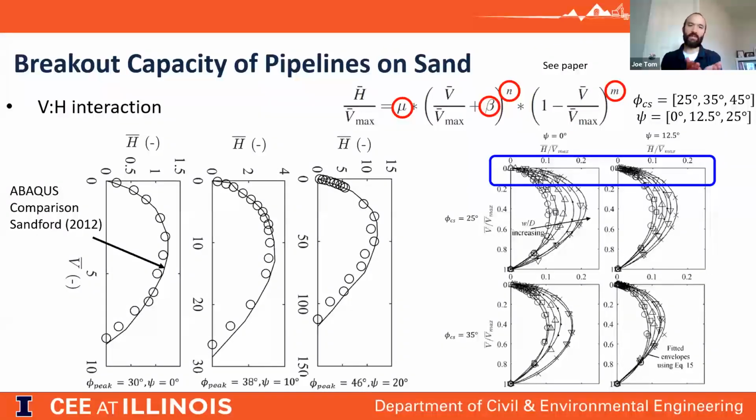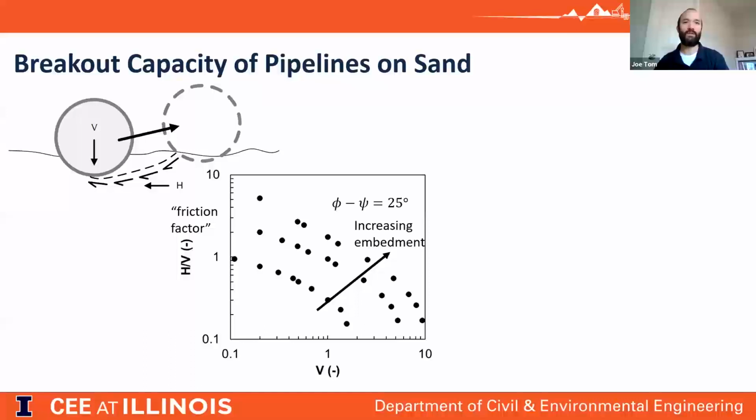Because when you have a pipeline sitting on the seabed, it's been laid there, and the only vertical load is the self-weight of the pipeline, and that's nowhere near the vertical bearing capacity of a sandy seabed in general. So let's zoom in there and see what's going on in terms of the interaction.